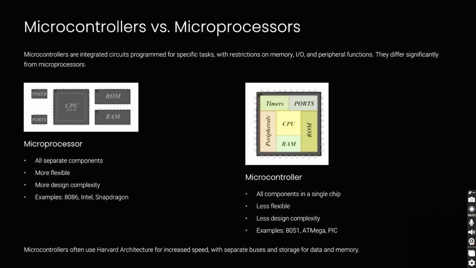Microcontrollers have everything: CPU, memory, and input-output in one chip. They are used in simple, dedicated devices. Microprocessors need external parts and are used in complex systems like computers. Microcontrollers often use Harvard architecture, which speeds up data access.